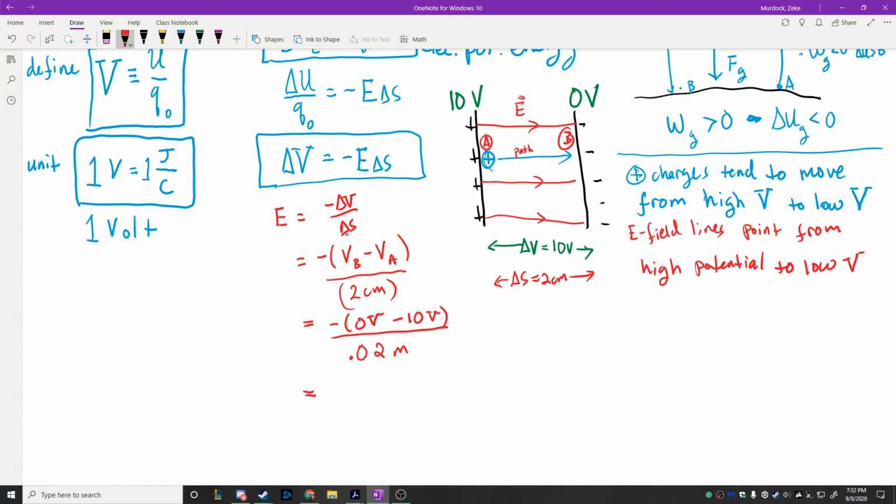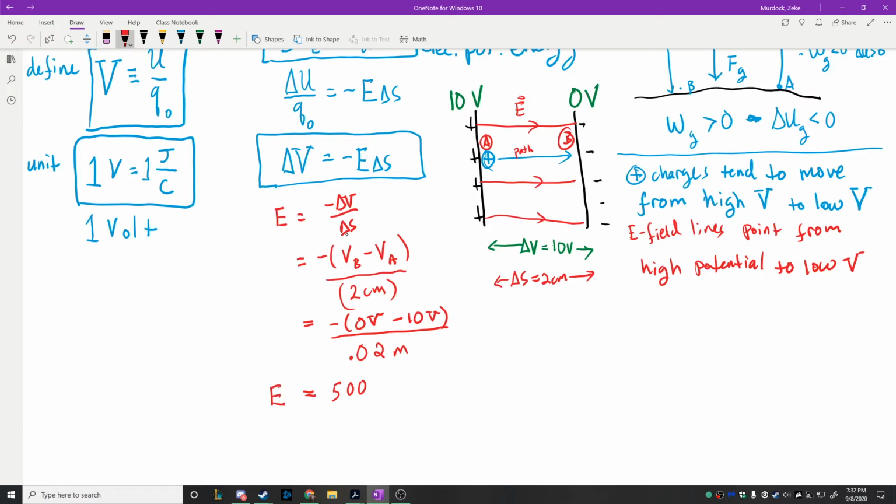Negative 0 minus 10 is negative 10, and with the negative sign in front, you get a positive 10. 10 divided by 0.02 is going to be 500? I probably did that wrong. Is that right? Yeah, 500, okay. So that's our electric field.